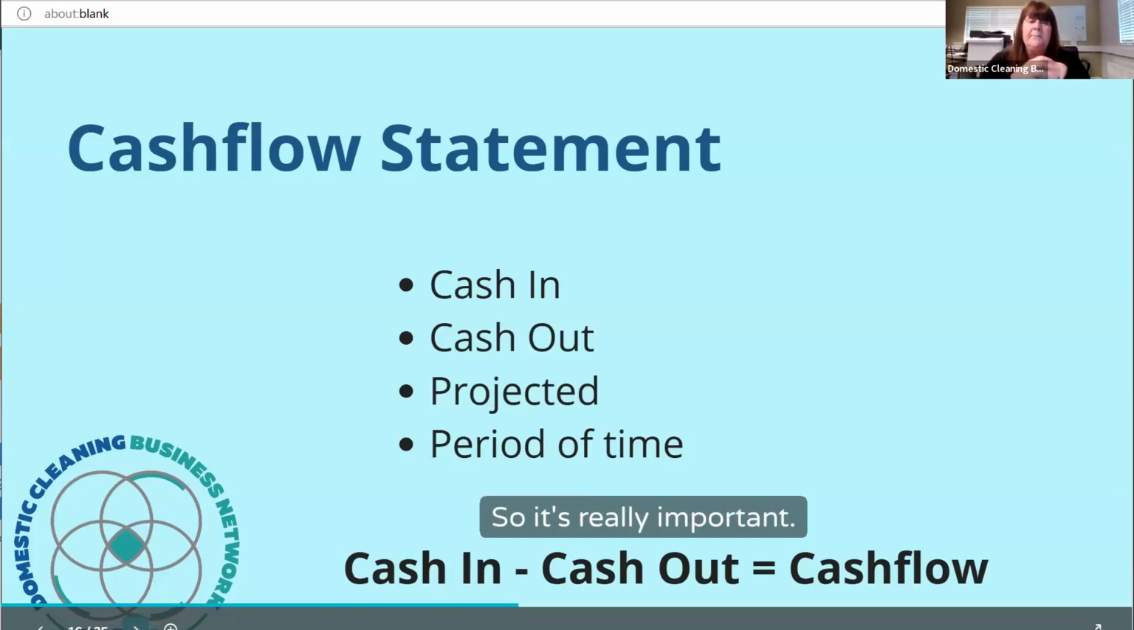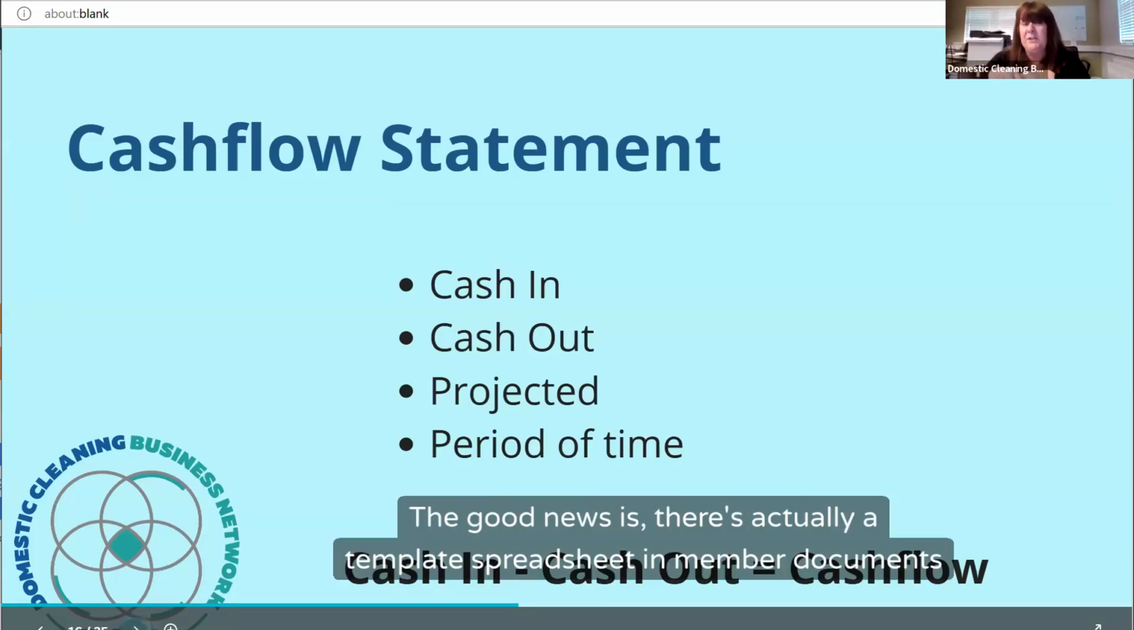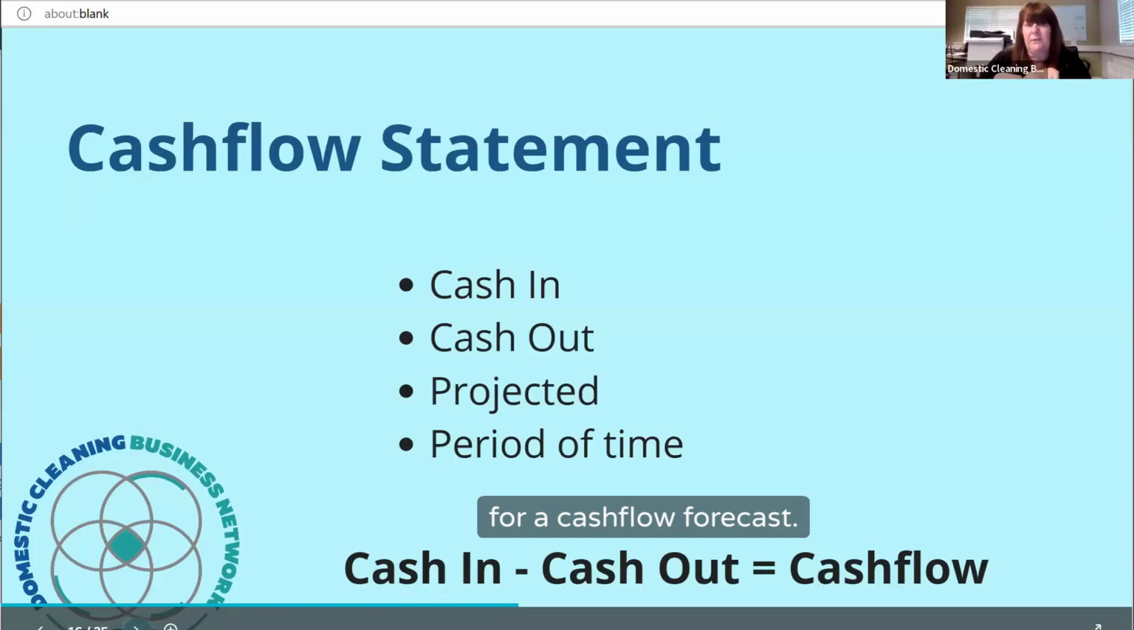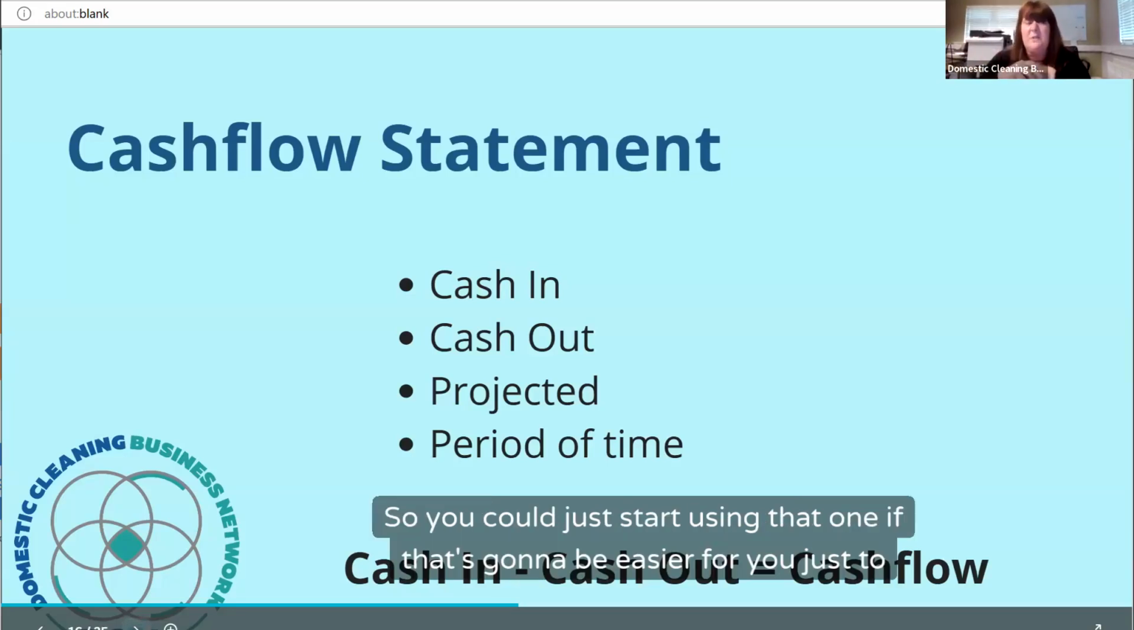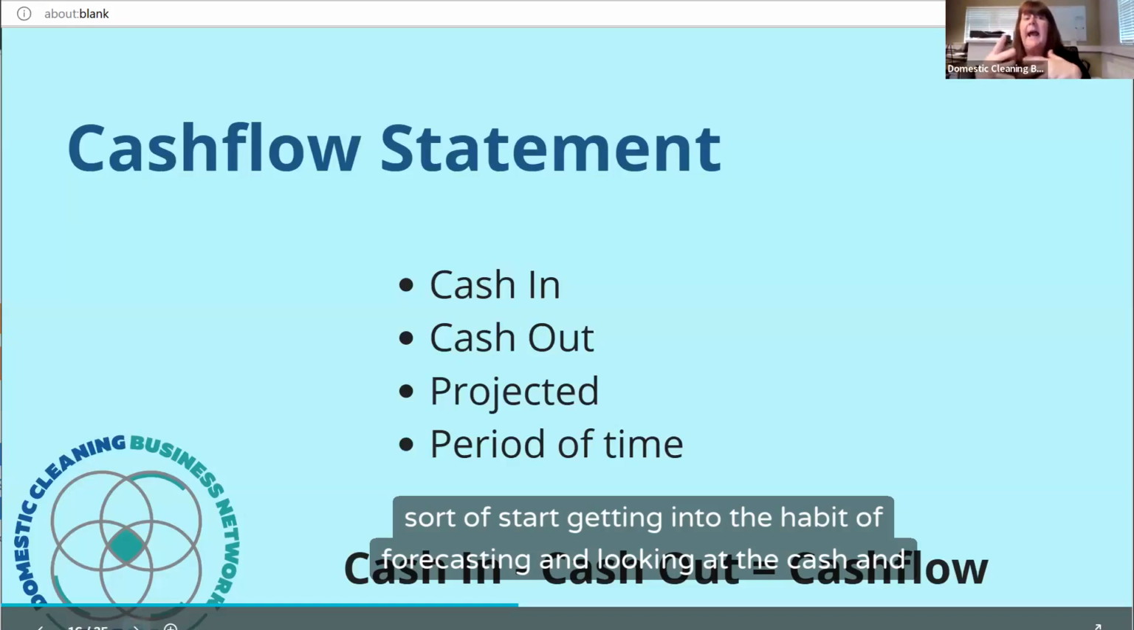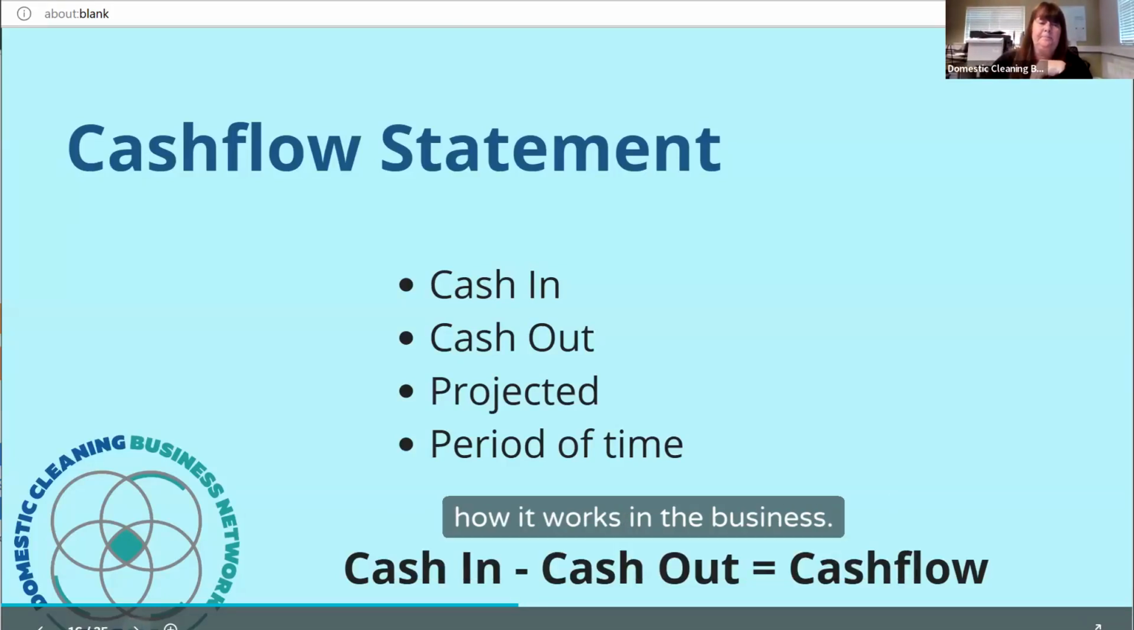So it's really important. The good news is there's actually a template spreadsheet in member documents for a cash flow forecast. So you could just start using that one if that's going to be easier for you, just to sort of start getting into the habit of forecasting and looking at the cash and how it works in the business.